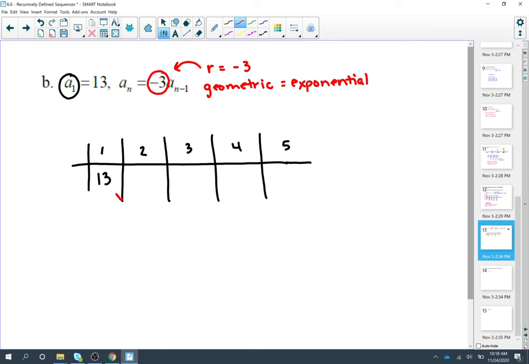So I'm going to come down here. I'm going to multiply by negative 3. So 13 times negative 3, negative 39. Times negative 3 is 117. Times negative 3, negative 351. And we'll do it again, is 1053.